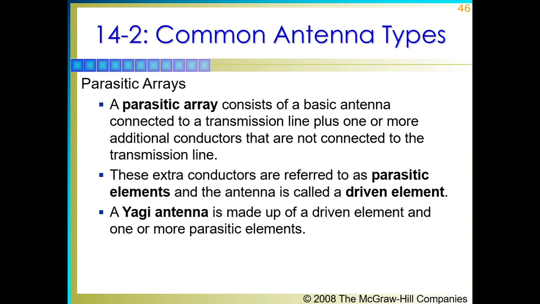A parasitic array consists of a basic antenna connected to a transmission line, plus one or more additional conductors that are not connected to the transmission line. These extra conductors are referred to as parasitic elements, and the antenna itself is referred to as the driven element.